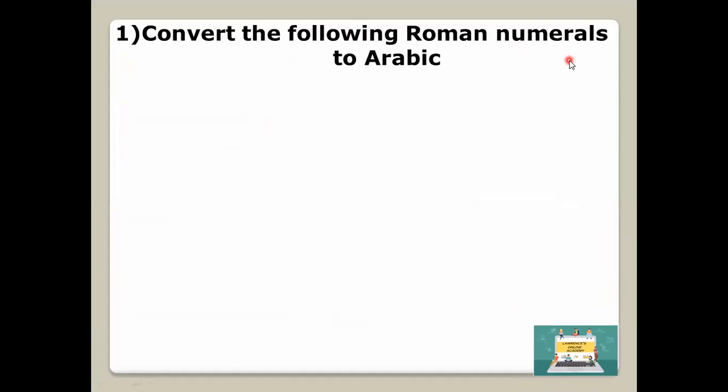Convert the following Roman numerals to Arabic. A, V. The first one is V. This is a simple one. V equals 5. B. The second question is L. L equals 50. These two are simple ones, and these two are from the symbols that we have to remember.